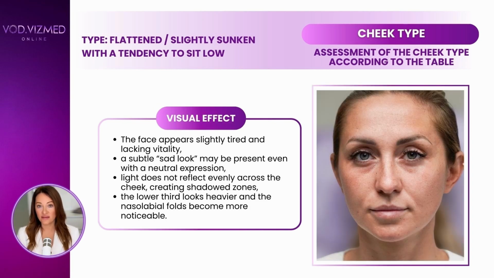In the visual effect, we can see a few typical features. The face looks a little tired and less fresh, not because there is a big loss of volume, but because the light does not reflect evenly from the cheek. Instead of a smooth light arc, we see areas of shadow. This makes a neutral expression look slightly sad or sleepy. The lower face appears heavier, and the nasolabial fold becomes more noticeable.